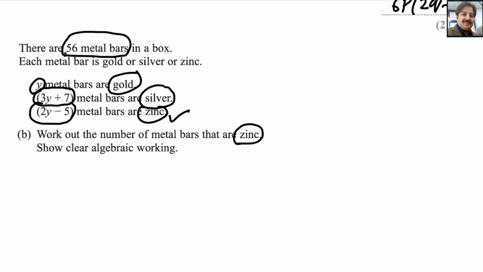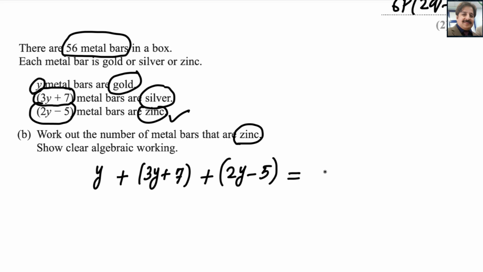So this question looks very simple. If you add up all these gold, silver, zinc, you must have the answer 56. So what we will do, we will add all these metal bars: y plus 3y plus 7 plus 2y minus 5, and the answer should be equal to 56. Now you must get the value of y from here. Collect all y's together. Y plus 3y is 4y. 4y plus 2y is 6y. 7 minus 5 is 2.